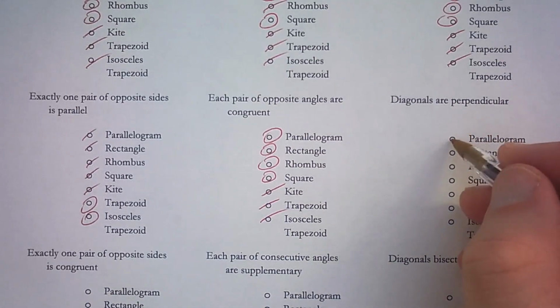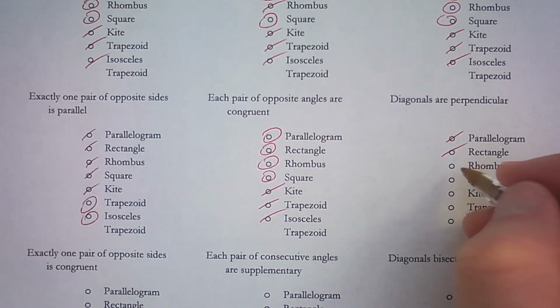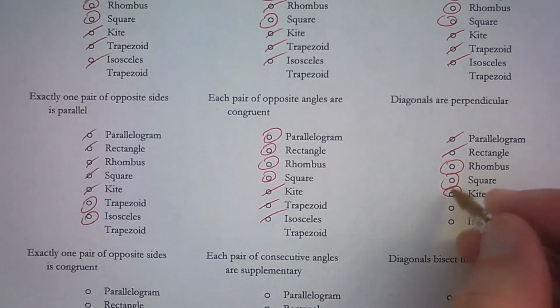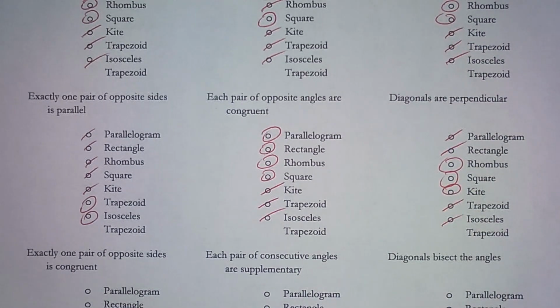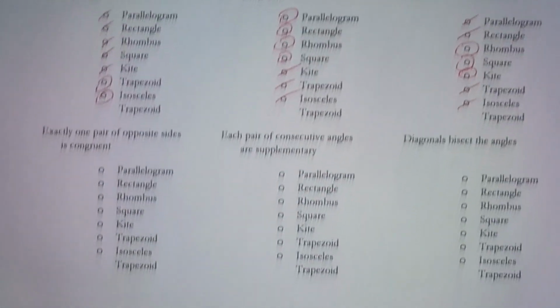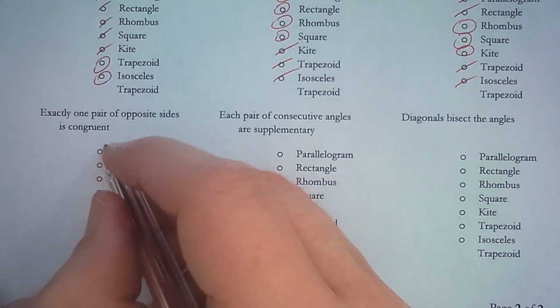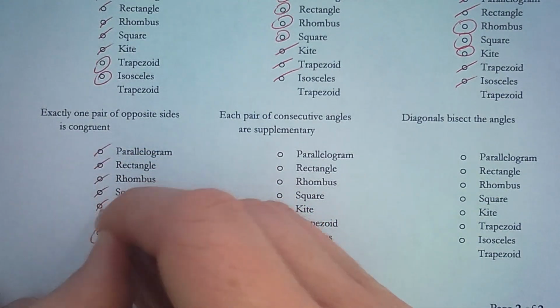Diagonals are perpendicular. Parallelogram, no. Rectangle, no. In a rhombus, diagonals are perpendicular, yes. And in every type of rhombus, which means also square. Diagonals are also perpendicular in a kite, but not in a trapezoid or isosceles trapezoid. Exactly one pair of opposite sides is congruent. That is only true for the isosceles trapezoid. The rest of these are all no.